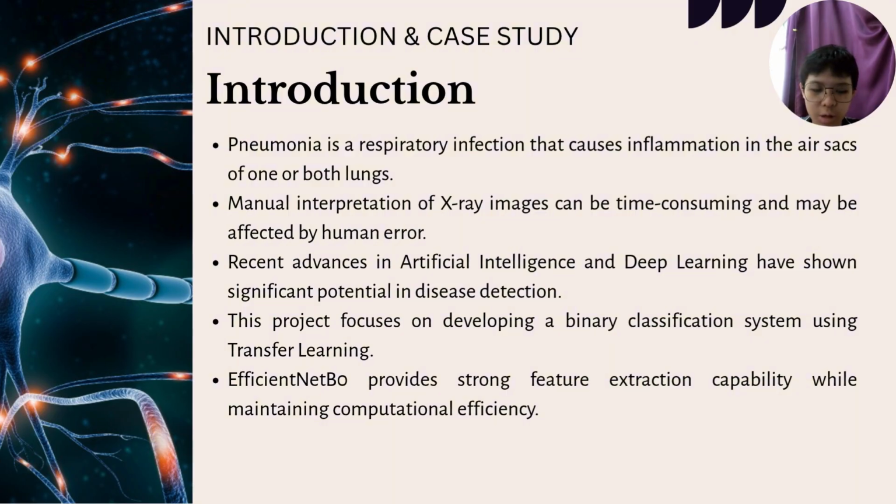In this project, we developed a binary classification system using transfer learning to classify the chest X-ray images as either normal or pneumonia. We selected EfficientNet B0 because it provides strong feature extraction while remaining computationally efficient.